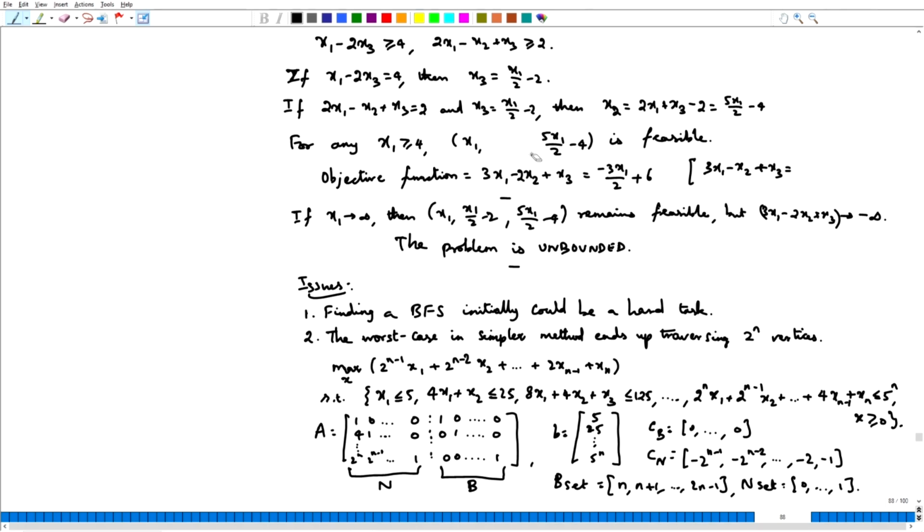This was actually the reverse, 5x1 by 2 minus 4 should come in front; x2 is this and x3 is x1 by 2 minus 2, okay, fine. Now when you write this down, you will have 3x1 plus x1 by 2 is 7x1 by 2, minus 5x1 by 2 is x1, and minus 2 plus 4 is plus 2, okay. So you do not have a negative in x1, right. So it is not going to blow up or go down to minus infinity, okay.